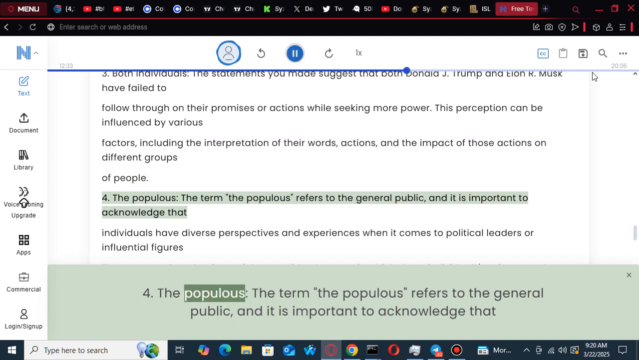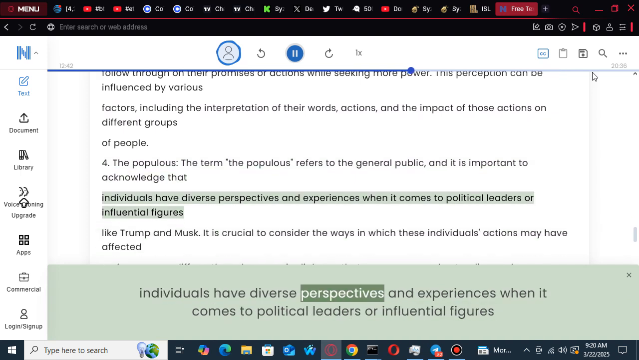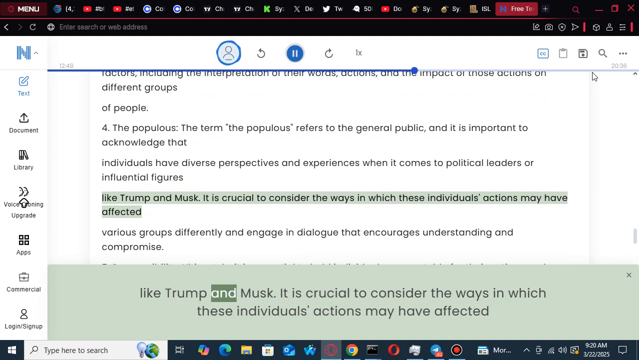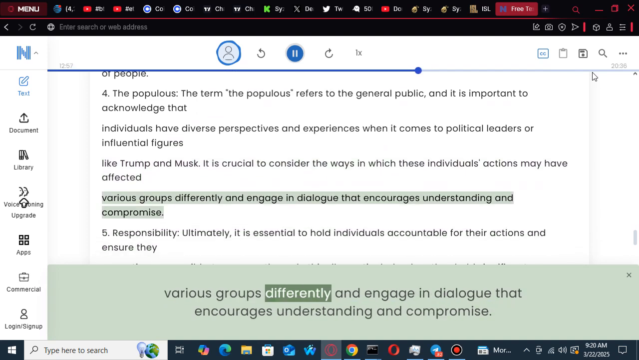4. The populace. The term the populace refers to the general public, and it is important to acknowledge that individuals have diverse perspectives and experiences when it comes to political leaders or influential figures like Trump and Musk. It is crucial to consider the ways in which these individuals' actions may have affected various groups differently and engage in dialogue that encourages understanding and compromise.